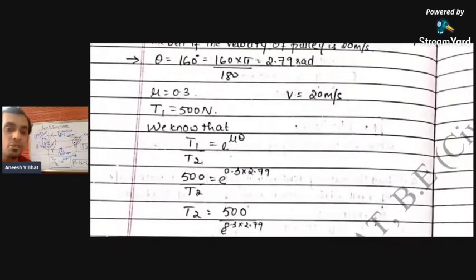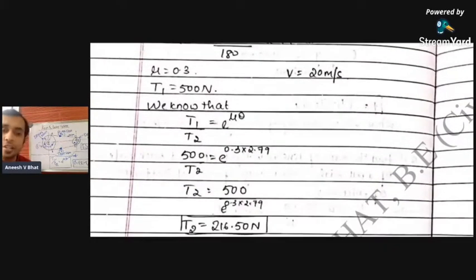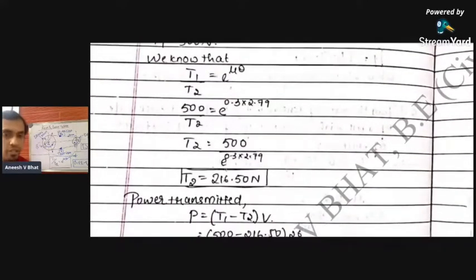T1 by T2 is equal to e to the power of mu theta. We know the value of T1. T1 is the maximum tension, T2 is the minimum tension. T1 is the tension along the tight side, which is always maximum. T2 is the tension along the slack side, which is always minimum. So you need the value of T2. So 500 by T2 is equal to e to the power of mu theta. You know everything. Find the value of T2, which is 216.50 newtons.